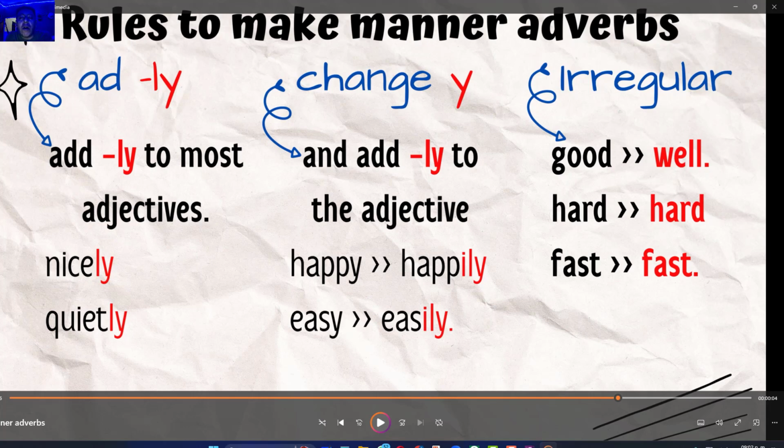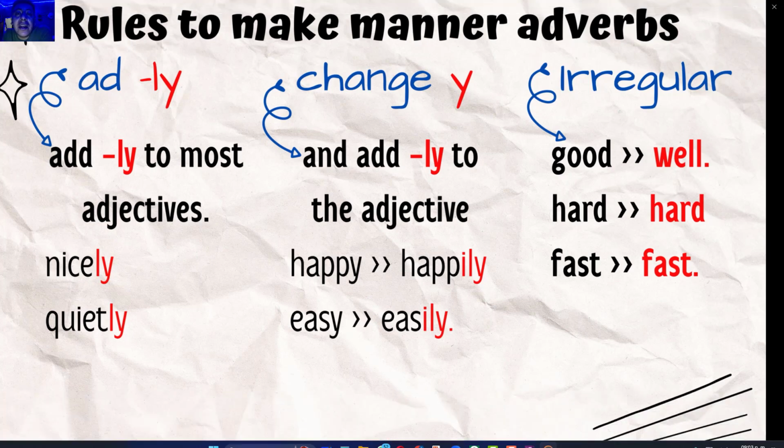Irregular adjectives. What are the irregular adjectives? That we don't use the same rule, right? For example, good, we do not say goodly. We say well. I play the guitar well. I swim well. I play the keyboard well. Hard. Hard is a synonym of difficult. Okay? For example, I work hard. Fast, well, you know what fast is, right? He runs fast. So these are the rules.